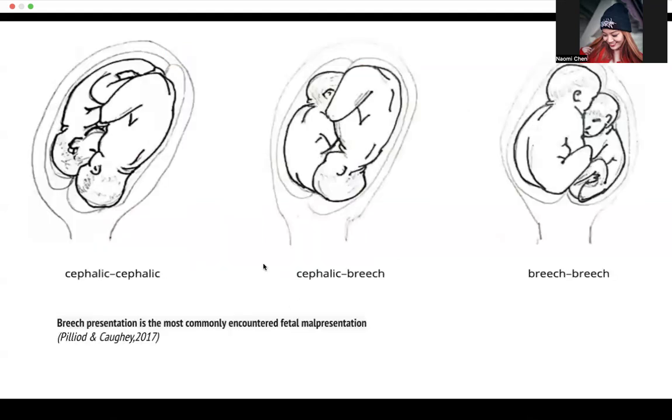We can see this picture. We have cephalic and cephalic, which means head. Both babies' heads are down. We also have cephalic and breech. Twin A, cephalic, head down. Twin B, breech, buttocks down. And we'll have breech and breech, both bottoms down. Breech presentation is the most commonly encountered fetal malpresentation.